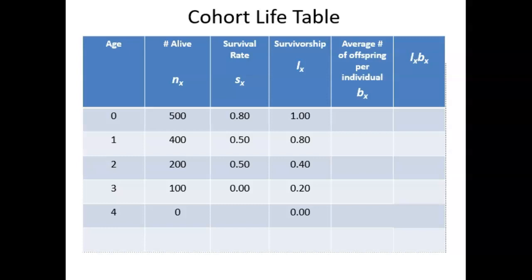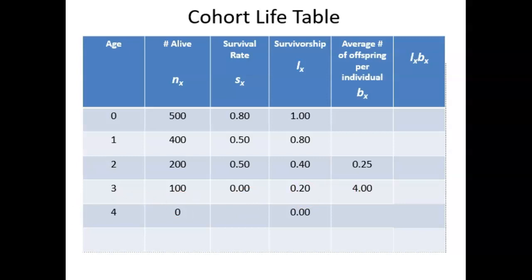We've been keeping track of the number of individuals alive, and we've just done some calculations based on how many are surviving for how long. We're now going to bring reproduction into this. So our next column, B sub x, is average number of offspring produced per individual. For our purposes, let's imagine that the 0-month and the 1-month-old individuals are not old enough to reproduce yet, but the 2- and 3-month-old are. And so the average number of offspring produced per individual is 1/4 for the 2-month time class and 4 for the 3-month time class.